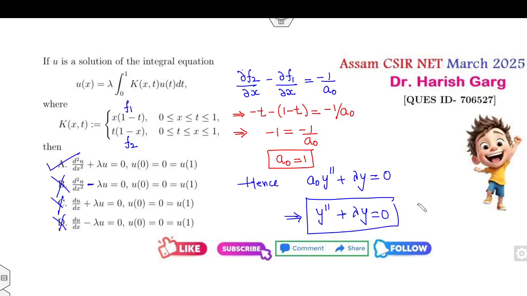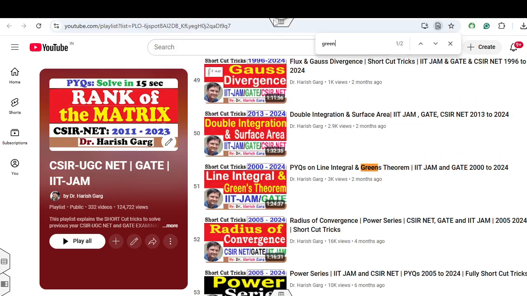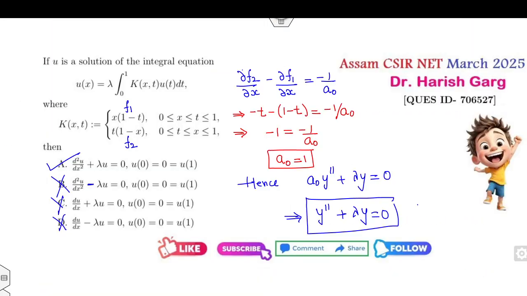Didn't understand? It means you haven't listened to my previous lecture on Green's theorem. This is a Green function. You haven't listened to the Green function lecture. Okay, I will explain. First of all, tell me how many seconds I needed to get the answer. 15 to 20 seconds I needed to get the answer. Okay, I will tell you how to solve it if you haven't listened to the previous lecture.